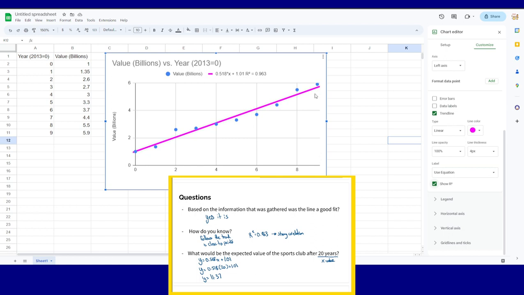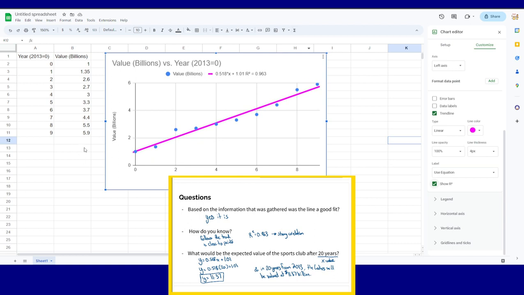So that means in 20 years from 2013, based off of this model, the Lakers will be valued at $11.37 billion. So that's how we can use that line of best fit to make predictions.